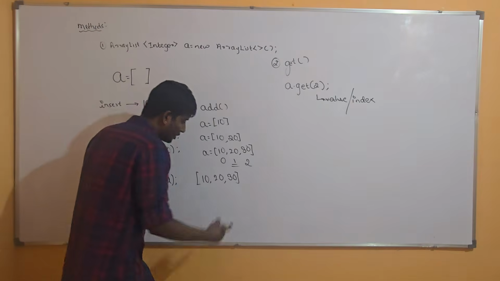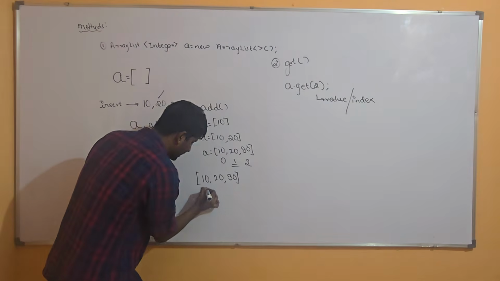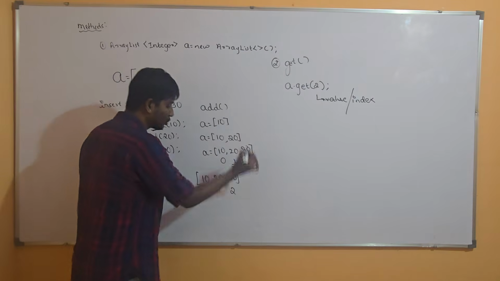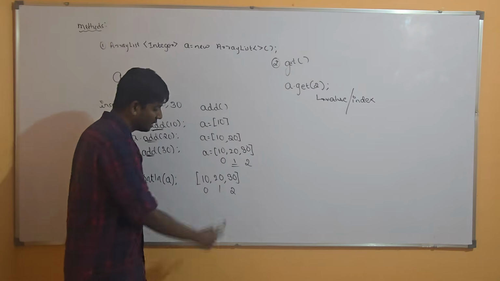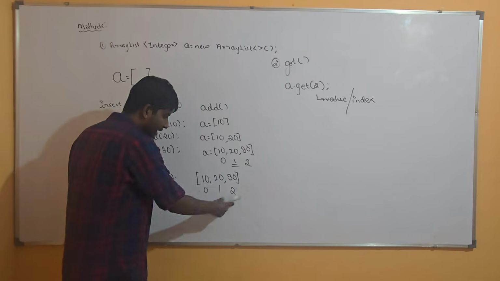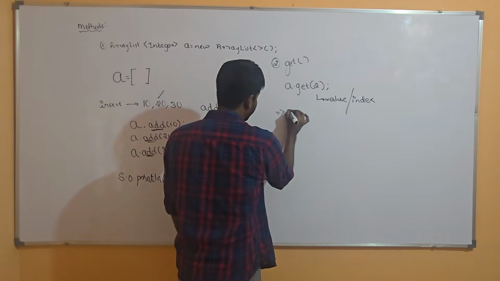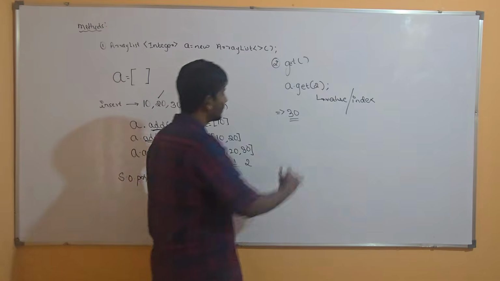So now what happens? You go to the array list. What is there in index number 2? Index 0 is 10, index 1 is 20, index 2 is 30. So now it will display the number 30.